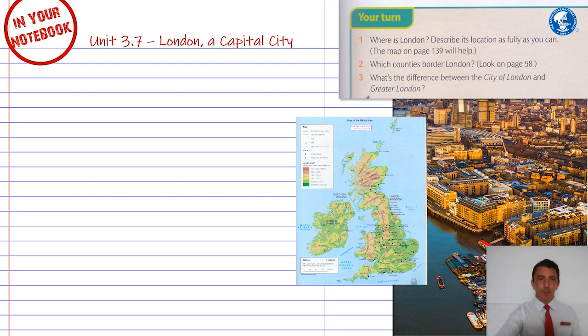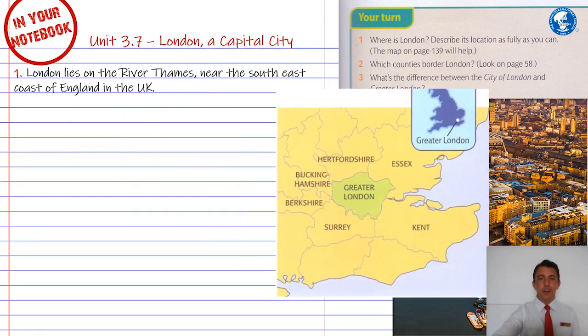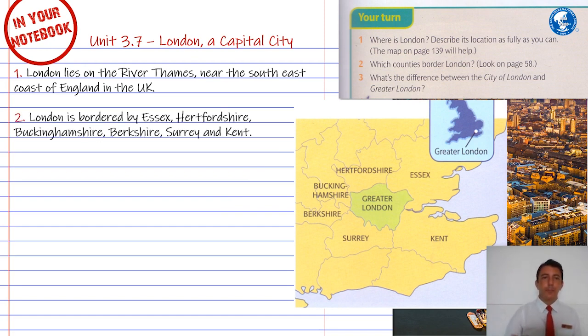So where is London? So I said London lies on the River Thames, near the southeast coast of England in the UK. Question 2, which counties border London? We'll need to see that map. So this is a map of the counties in the southeast of England. And the ones bordering London are Essex, Hertfordshire, Buckinghamshire, Berkshire, Surrey, and Kent.